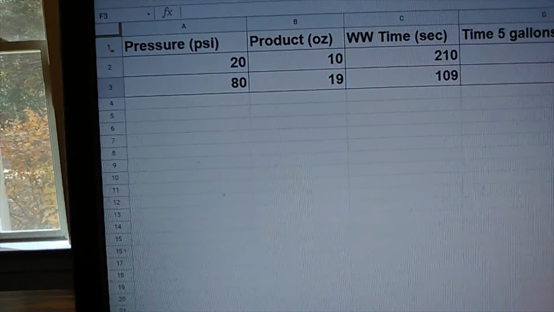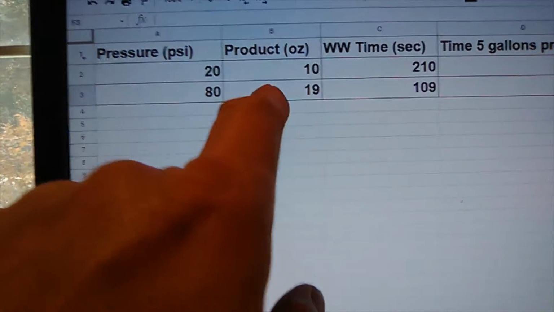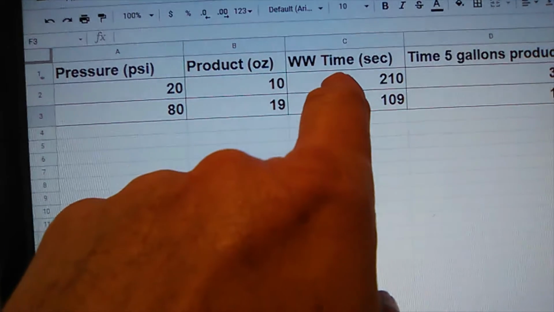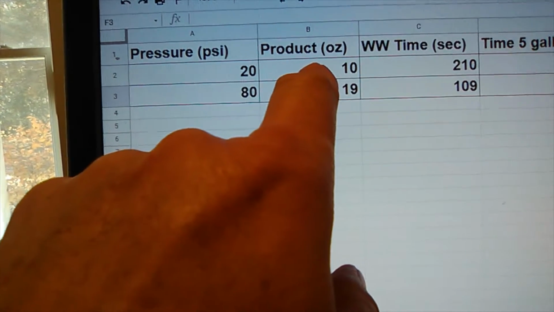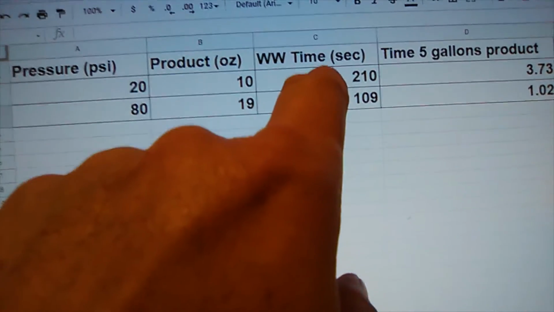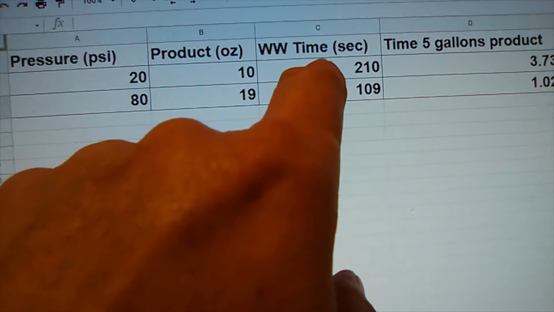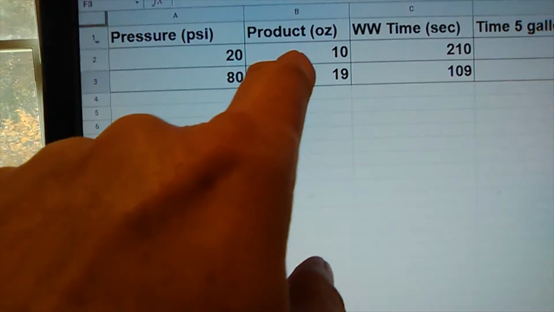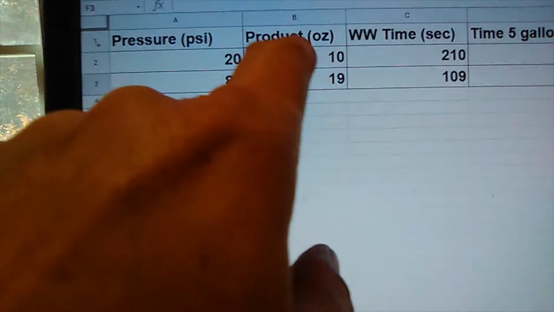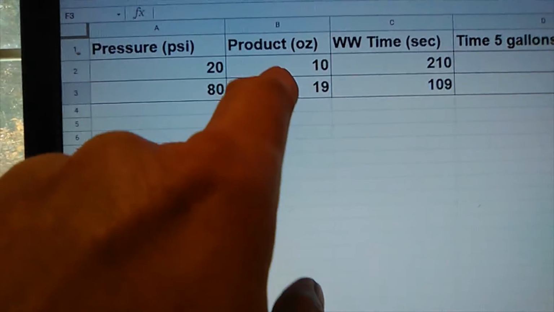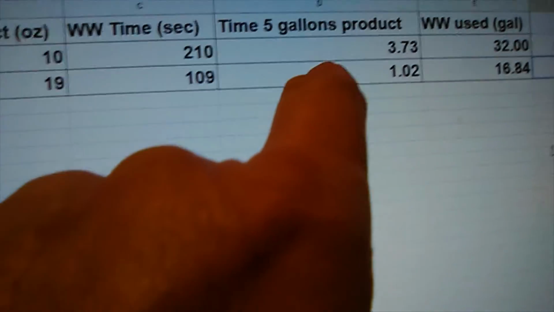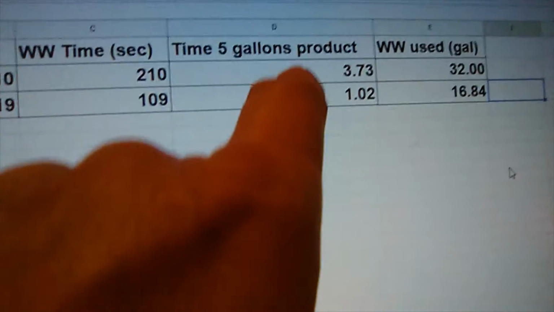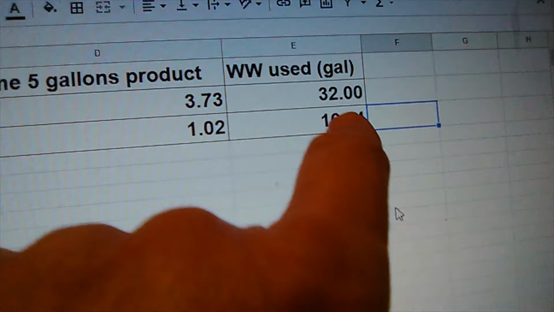So the way this works is, how much time did it take for the wastewater to fill a half-gallon bucket? And then I collected the product water and measured it. So it took 210 seconds to fill a half-gallon bucket of wastewater, and in that amount of time, I collected 10 ounces of product water. So then the question is, how long would it take me to make 5 gallons of the DI water, which is what I want? It'd take 3.7 hours to do that, and in that length of time, I would have used 32 gallons of wastewater.